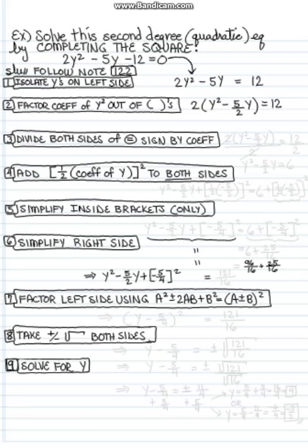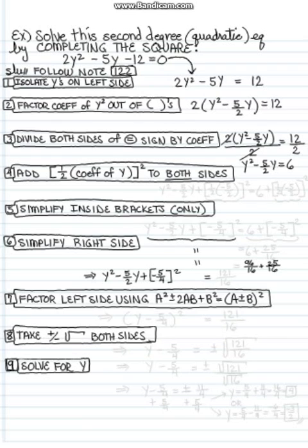Step 3, divide both sides of the equal sign by that coefficient 2 that you just factored out. So I'm going to actually write down the left and the right side of this equation, and I'm going to put a line underneath and divide by the coefficient 2 on both sides. The 2's cancel on the left. I get y squared minus 5/2 y equals 12 divided by 2 is 6.